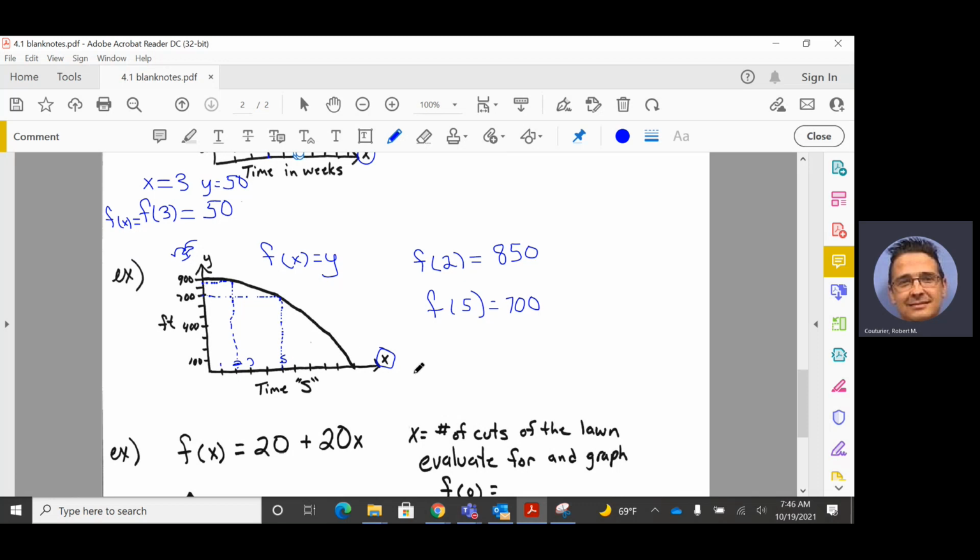They could also reverse it on us. What if they said, if f of x equals 400? So f of x is equal to y. So now you look at the y-axis at 400, and you're going to reverse this. You're going to go this way to the x-axis. From the y-axis straight to the graph, and then you're going to go straight down.